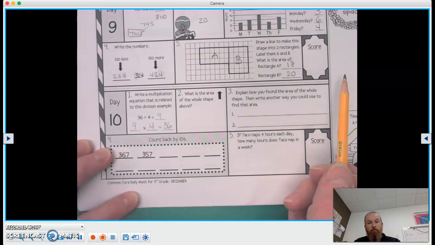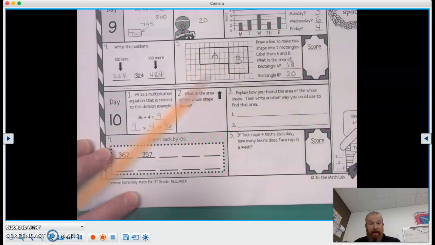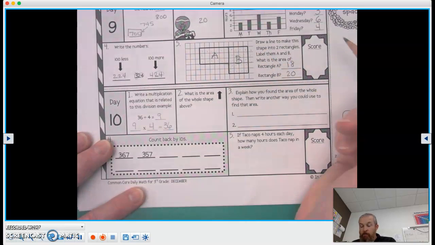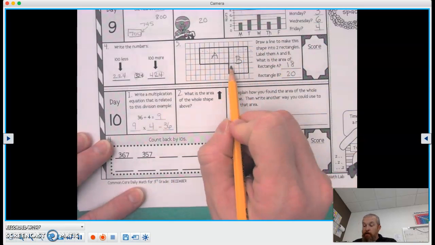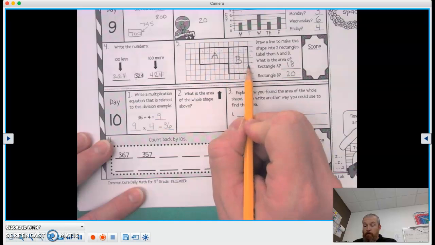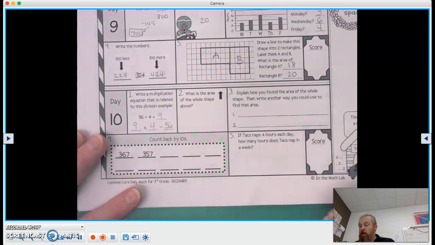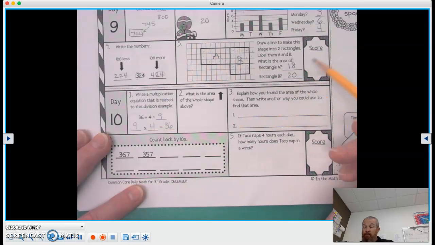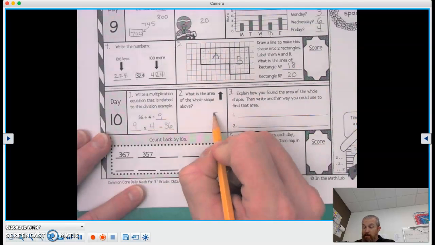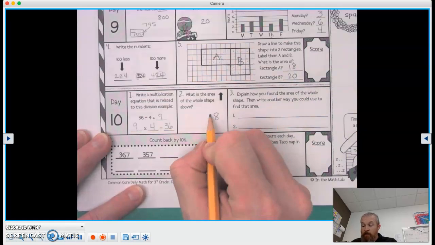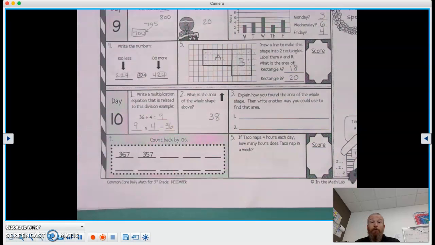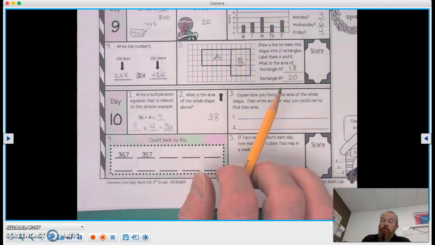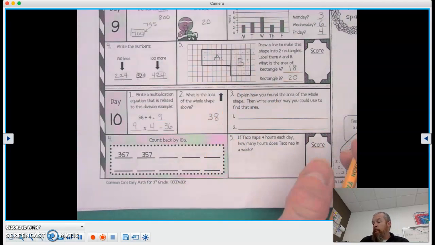Which would be 30 and 8. 10, 20, 30, because there's 10 in each of these rows. And then 30 and 1, 2, 3, 4 would be 34, and another 4 is 38. If you did it this way, 18 plus 20: 8 plus 0 is 8, 1 plus 2 is 3. Either way, it's 38. So the total area of both shapes altogether as 1 is 38.